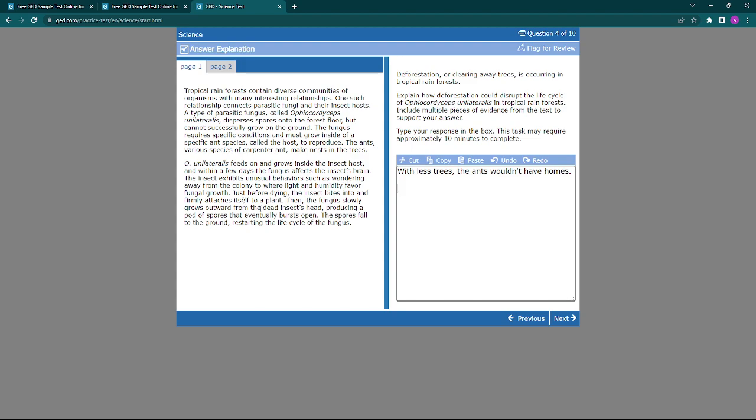And then, let's see, what else is in there? It grows on the insect and goes to where light and humidity favor fungal growth. That could actually mean a few things. It could be darkness or light. Fungal growth, I feel like usually, wait, let's see. Does it say somewhere in here? It cannot successfully grow on the ground.